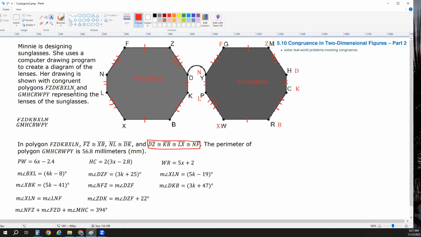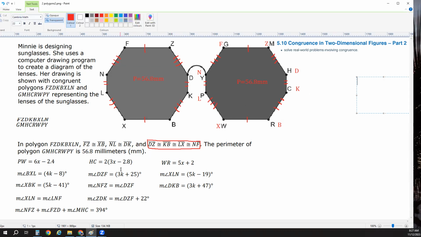Oh, these are sunglasses. I just realized that those are sunglasses.